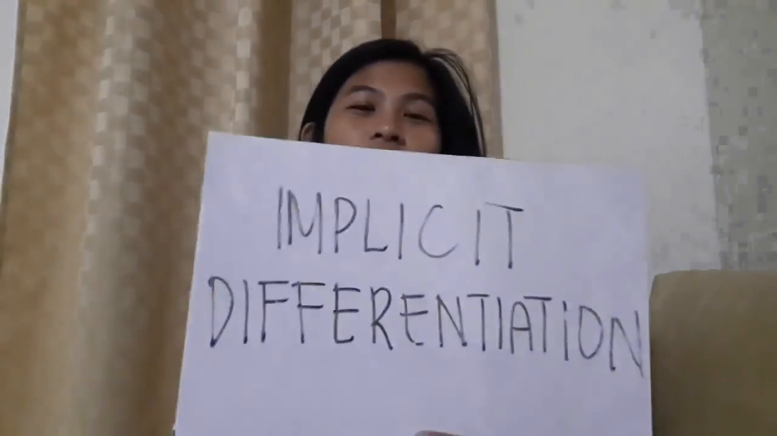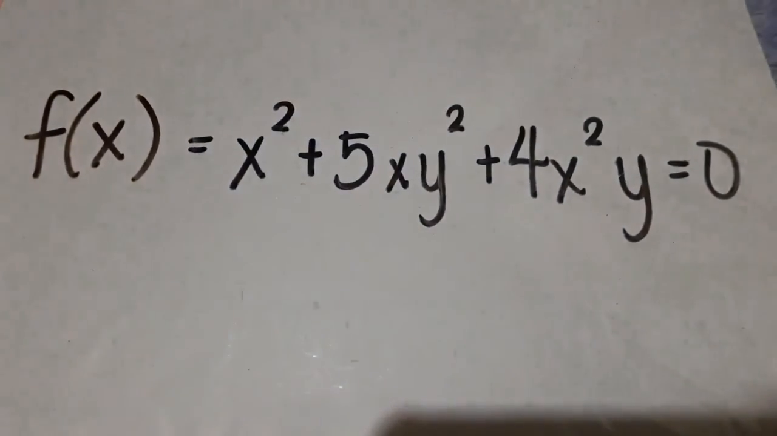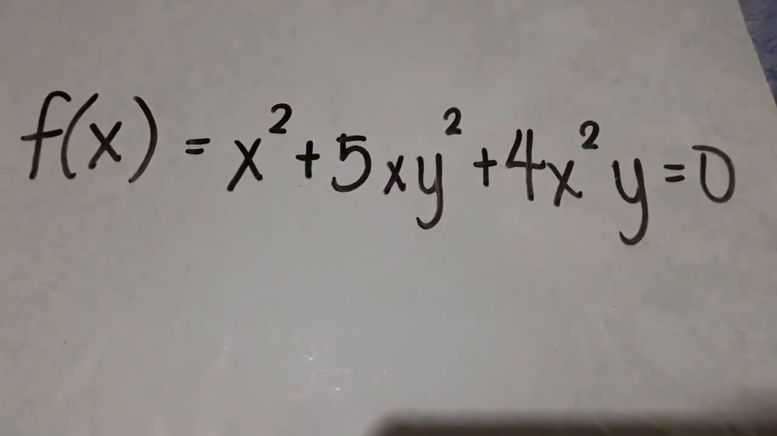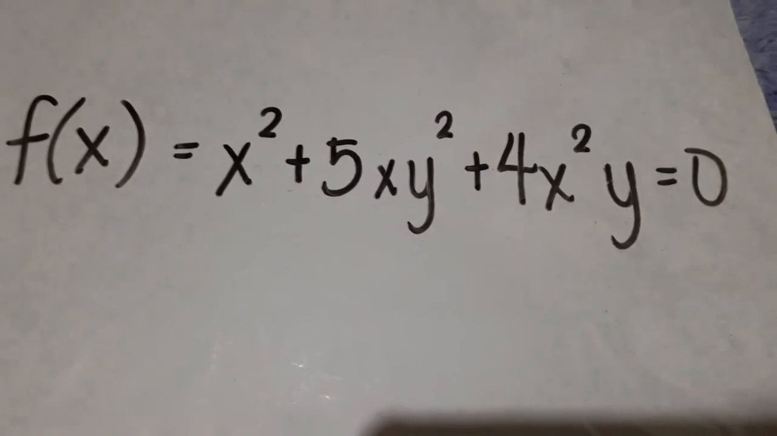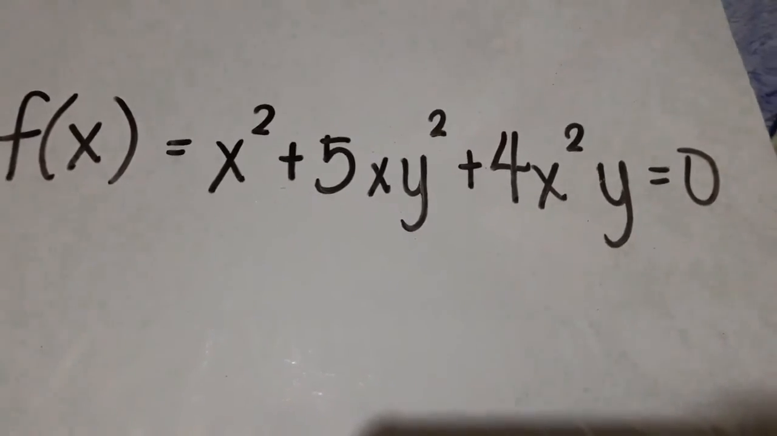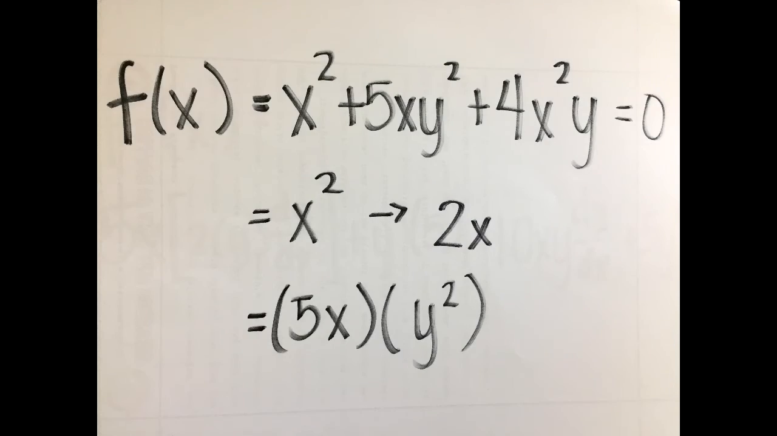I'm going to show you how to solve implicit differentiation. So we have f of x is equal to x squared plus 5xy squared plus 4x squared y is equal to 0. So let's start.